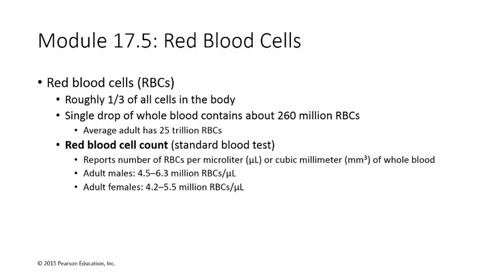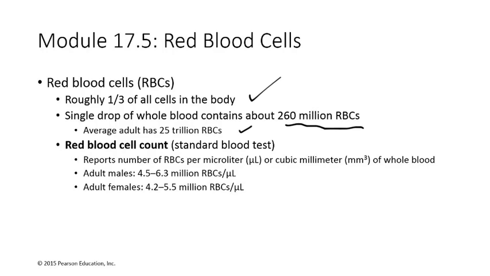Roughly one third of all the cells in your body are red blood cells. Okay, so it's just an astronomical number of cells. A single drop of blood will contain 260 million red blood cells. So you have in your body about 25 trillion of these cells.